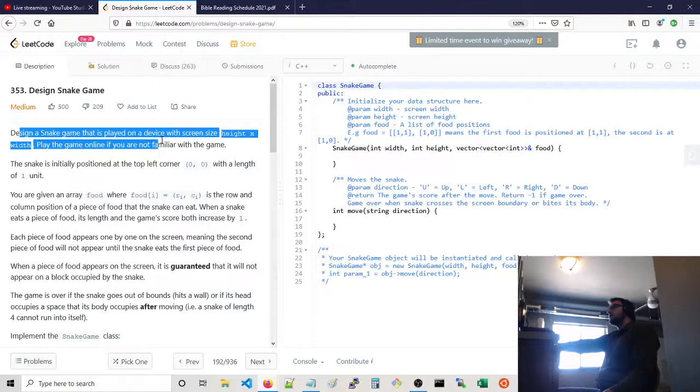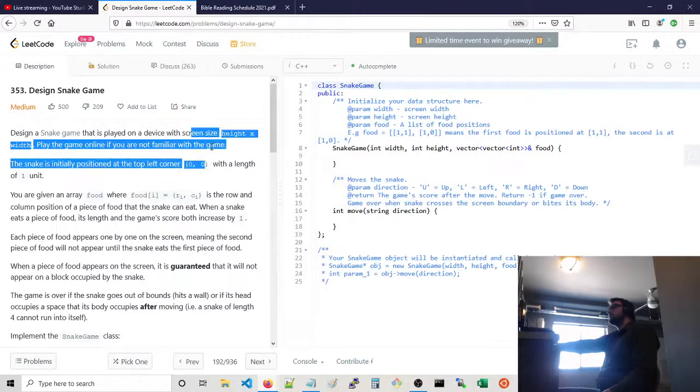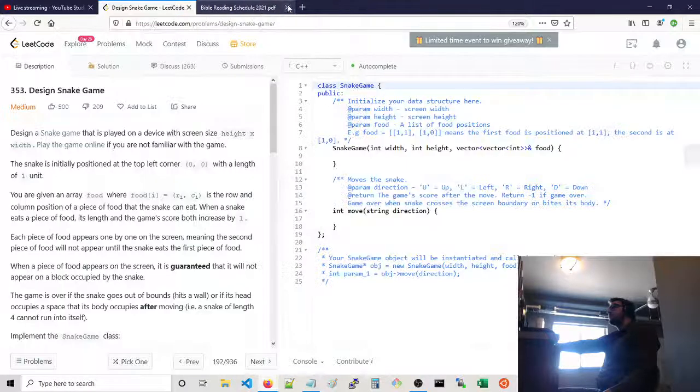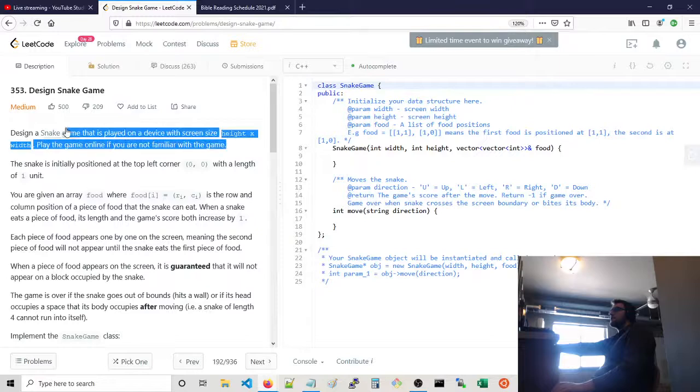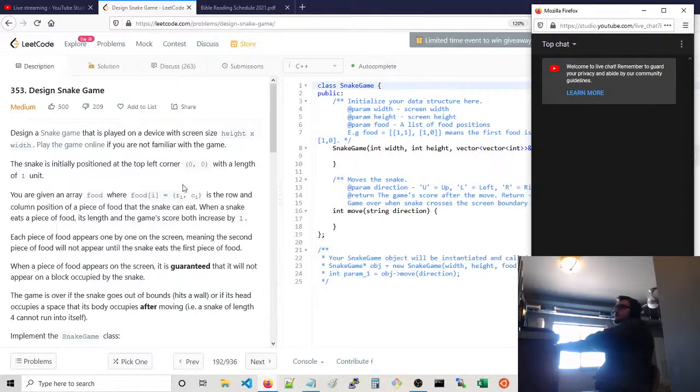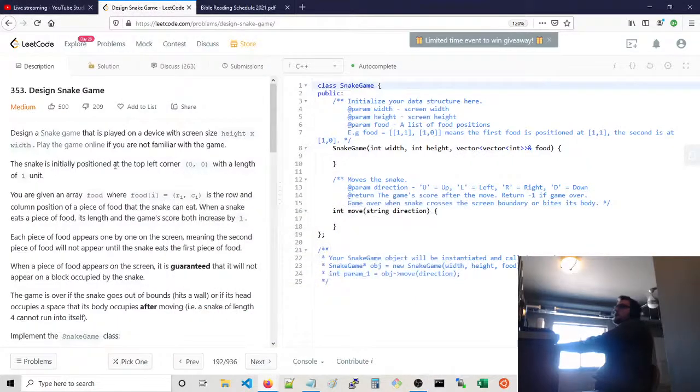Design snake game. Let's see, how do we do here? Design a snake game that is played on a device with screen size height by width. Play the game online if you're not familiar with the game.